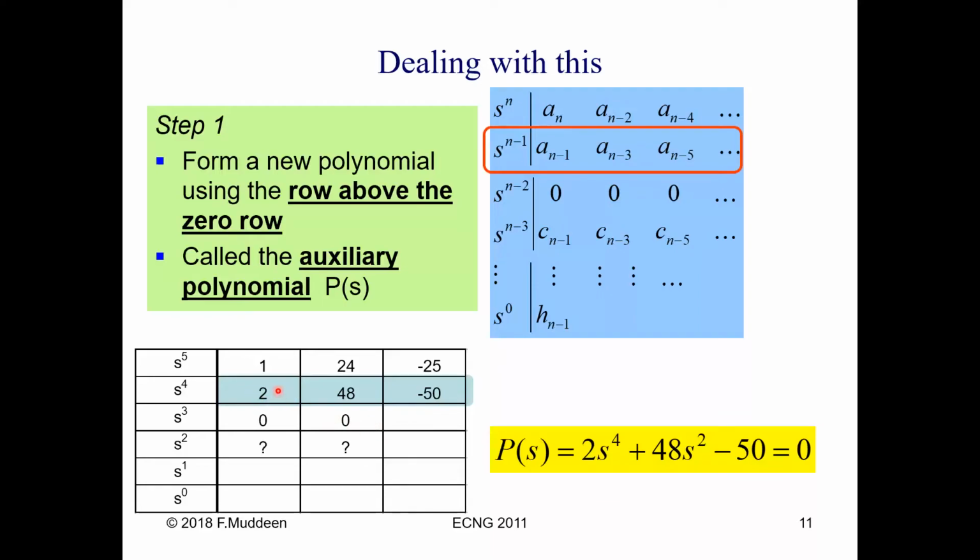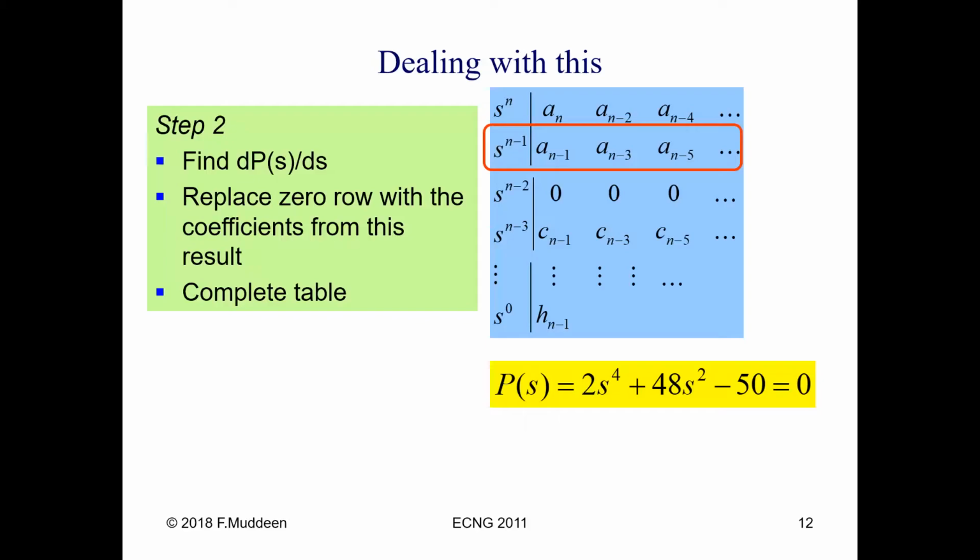So as such, when we extract this auxiliary polynomial equation, denoted as p of s, this 2 here means 2s to the 4, this 48 here means 48s squared, and this minus 50 here means minus 50 multiplied by s to the power 0. We equate this to 0 accordingly. We then differentiate the auxiliary polynomial, and the coefficients we obtain from that differentiation are what we're going to be using to fill in for that entire 0 row.